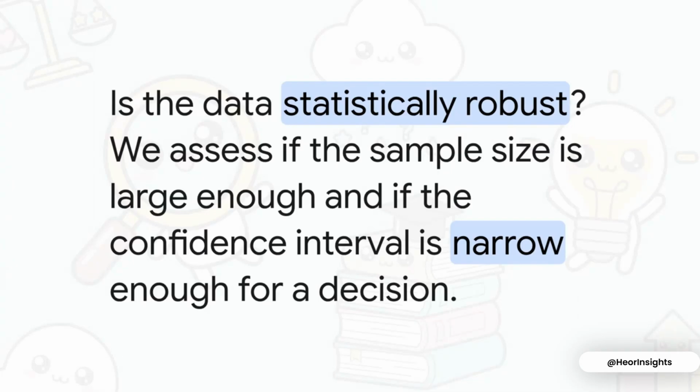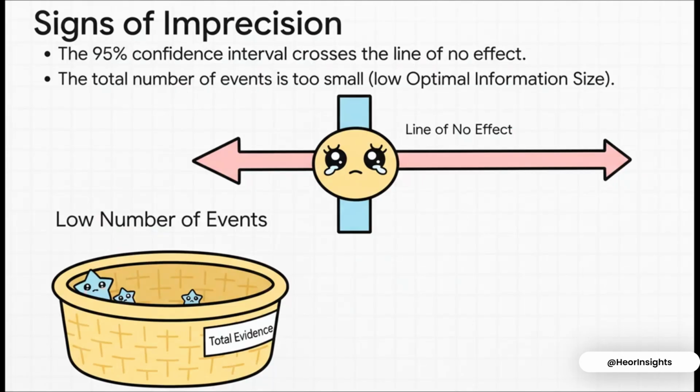The fourth domain we look at is imprecision. This one is all about statistics. We're asking, is there enough data here to give us a precise estimate of the effect, or is the result so uncertain that it's hard to draw a firm conclusion? We mainly check for imprecision by looking at the 95% confidence interval. If it's really wide, that's a sign of uncertainty. And a huge red flag is if that interval crosses the line of no effect. For a ratio, that would be 1.0.